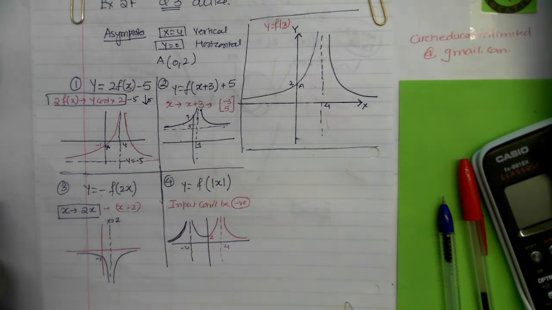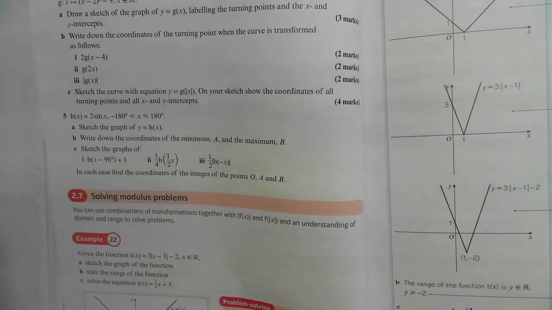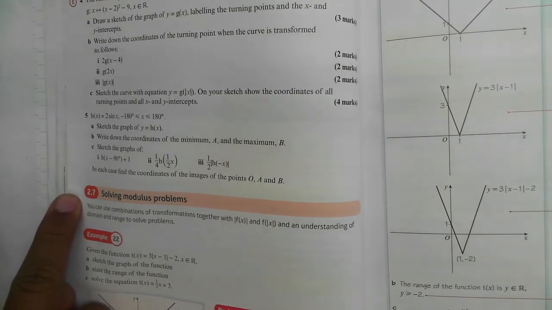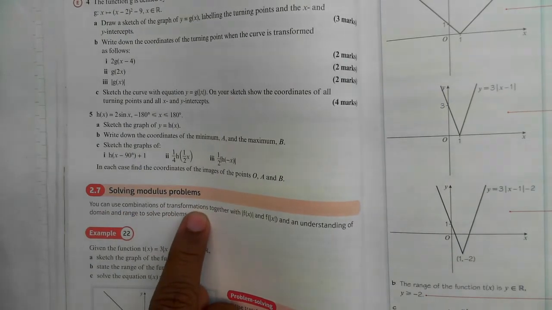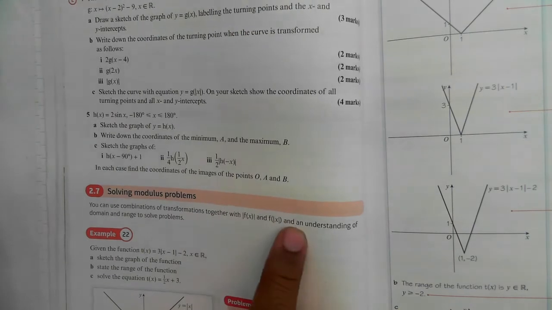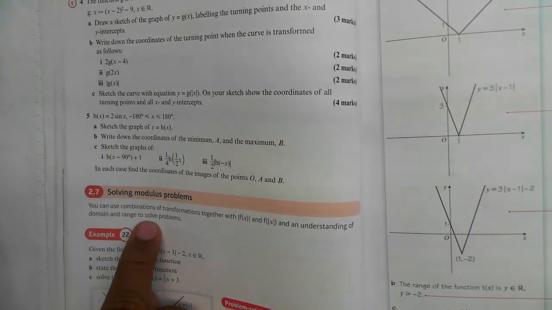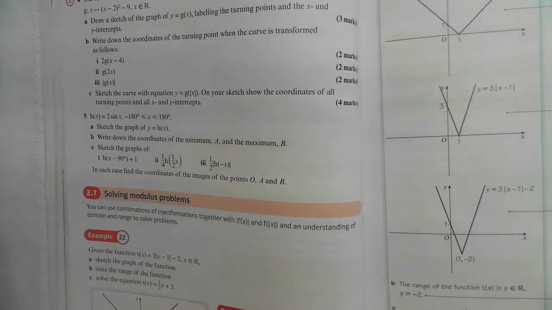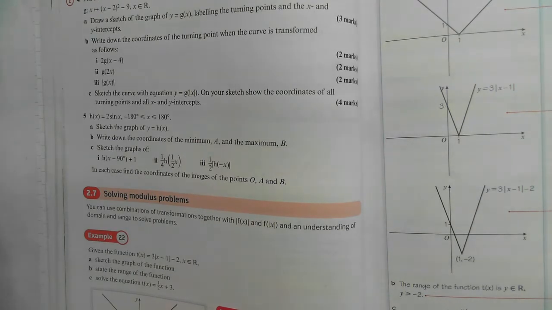All right, the last exercise, the last section 2.7, is about solving modulus problems. It says you can use a combination of transformations, which we have just done, together with these two to understand domain and range and solve problems. Domain and range you've done in the previous videos. So guys, we're going to do just one question of this. You can read this first. It starts from page 48. Then we'll come back and do a question with you.